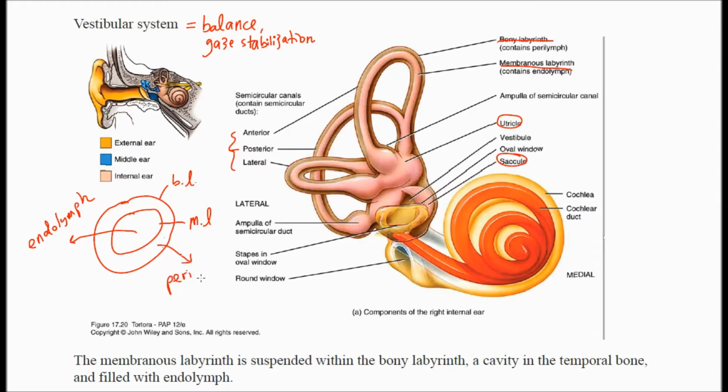Peri means around, so perilymph, and this is continuous with cerebrospinal fluid. Endolymph has different characteristics to cerebrospinal fluid, in that it has a higher concentration of potassium ions in the fluid.